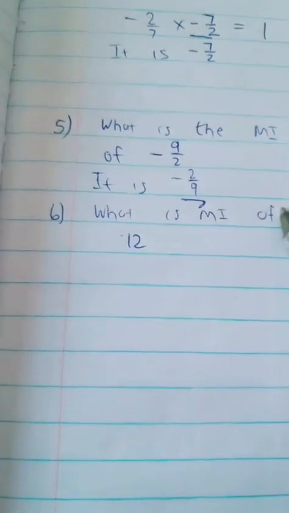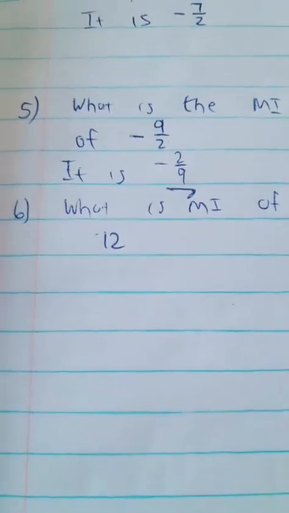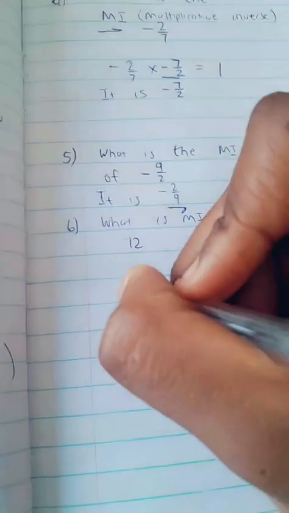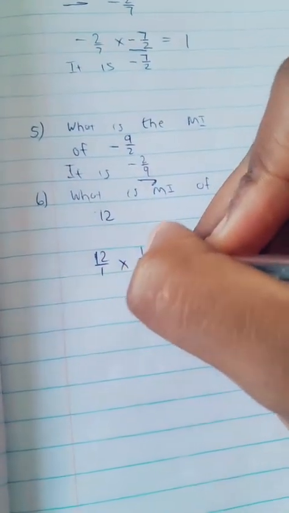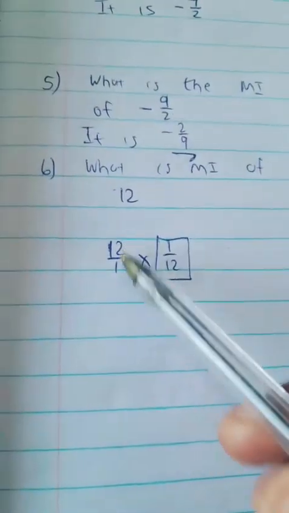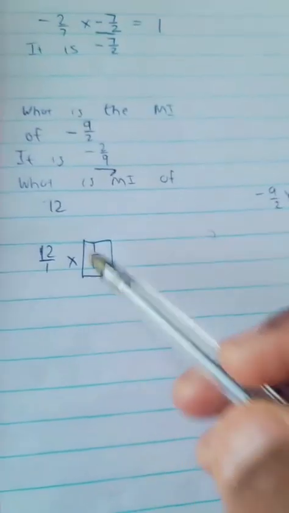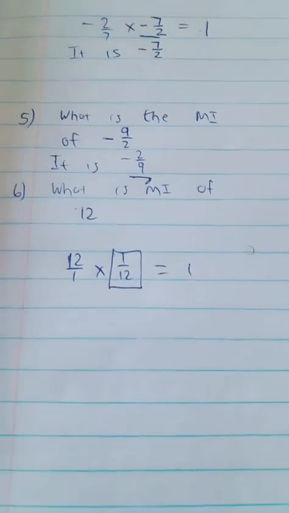Okay, guys, last one. What is the multiplicative inverse of 12? Very good, Ria. 12 can be written as 12 over 1. So times what? 1 over 12. You are spot on. Okay, so 12 can be written as 12 over 1 as a fraction, times what will give us 1? It's 1 over 12. So the multiplicative inverse is 1 over 12. Very good. Okay.